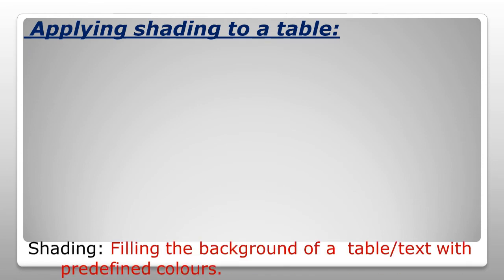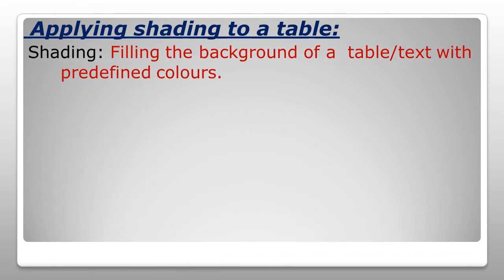Next topic is about applying shading to a table. Here, shading refers to filling in the background of a table or a text with a predefined color, meaning giving a background color to a text or to the table. Predefined colors refers to some of the already created colors you can select.